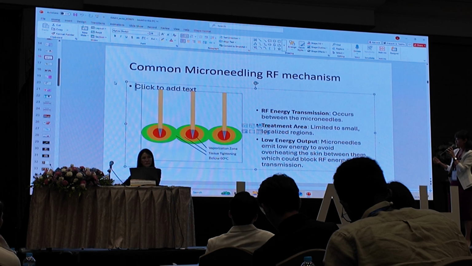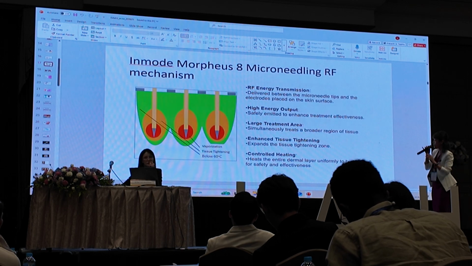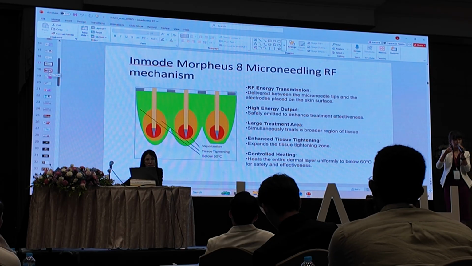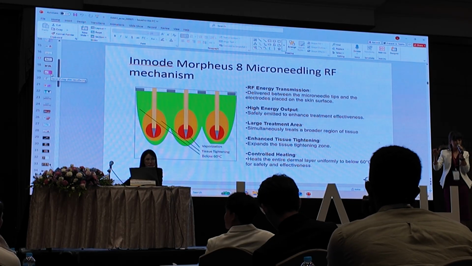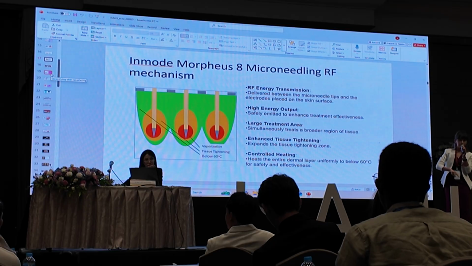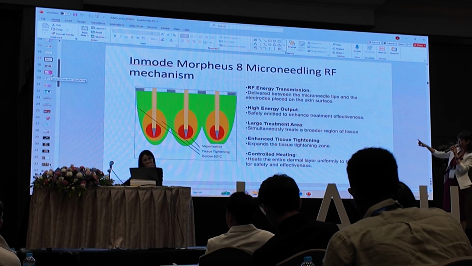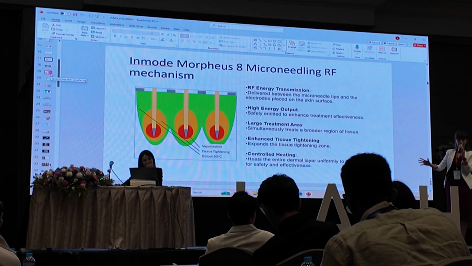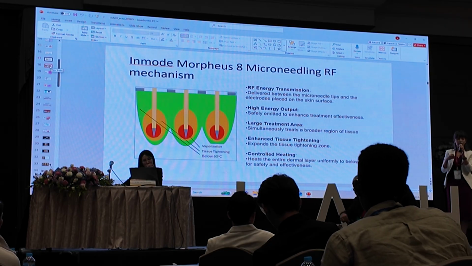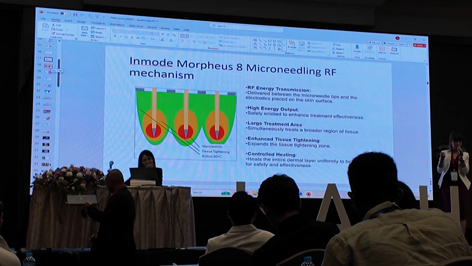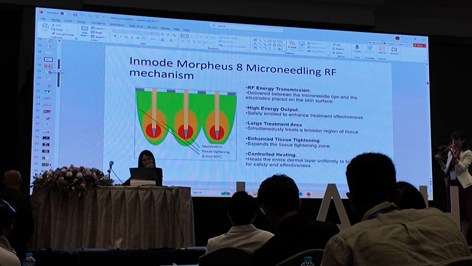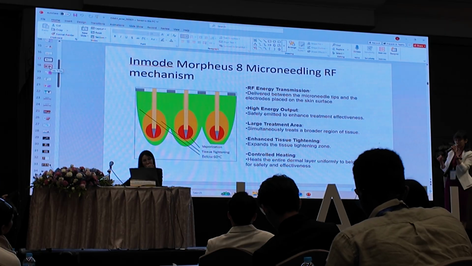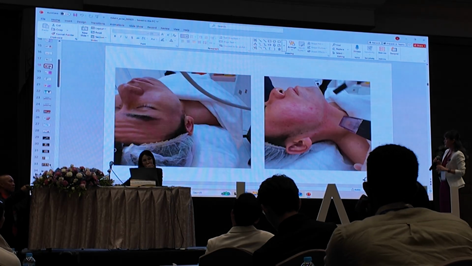Next slide please. In this in-mode system, the RF is transmitted between the skin surface and the tip of the needle. You can see the green area is larger than in the previous slide, because the transmission area is larger and the heat involvement is bigger. So it can treat deeper, with more multi-layered treatment.